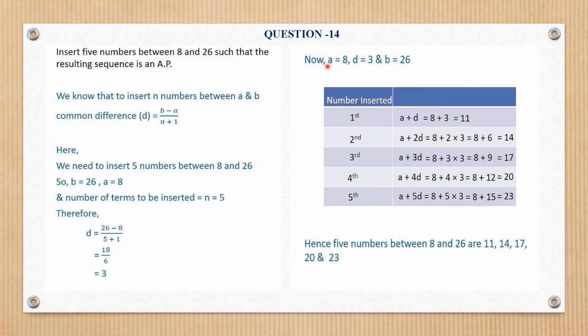So A is 8, D is 3 and B is 26. How can I calculate all the terms? The first is A plus D, second is A plus 2D, third is A plus 3D, fourth is A plus 4D, and fifth is A plus 5D. So the first term we can calculate as 11 by putting the value of A and D. Similarly, second is 14, third is 17, fourth is 20, and fifth one is 23. So we get the 5 numbers between 8 and 26 as 11, 14, 17, 20, and 23.